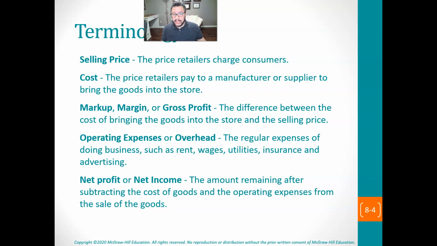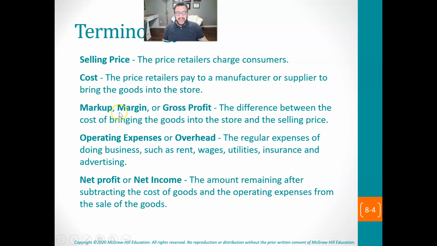Okay, so let's just talk about a couple of these things. Selling price. The selling price is the price that the retailers charge to the consumers, right? So it's the price that you are actually going to sell it for. The cost might seem like a similar term, but the cost is the price that the retailers pay to a manufacturer or supplier to bring the good into the store. So this item cost me this, and I resell it for the price, okay?